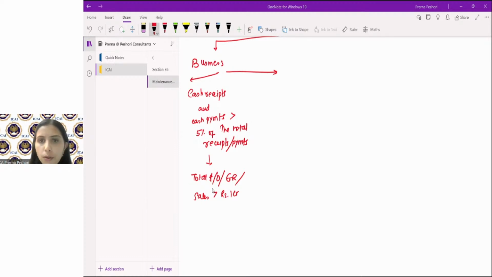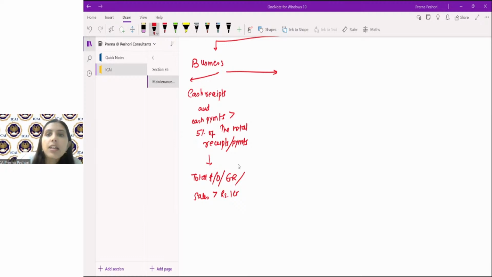So if the total sales turnover or gross receipts exceed 1 crore in the relevant previous year, in case where the aggregate cash receipts are lesser than, this should be lesser than and not more than. Cash receipts and cash payments greater than, I'm so sorry, this was correct. Greater than 5% of the total receipts or the total payments. Are we clear? Then it is 1 crore. Clear?